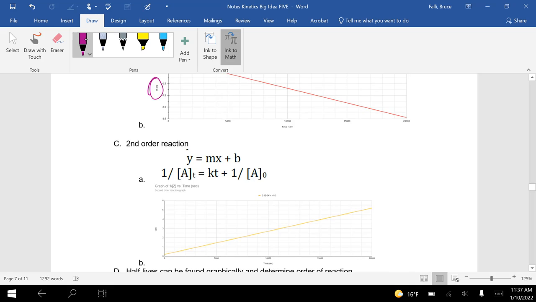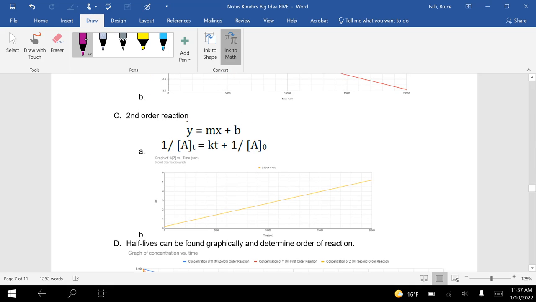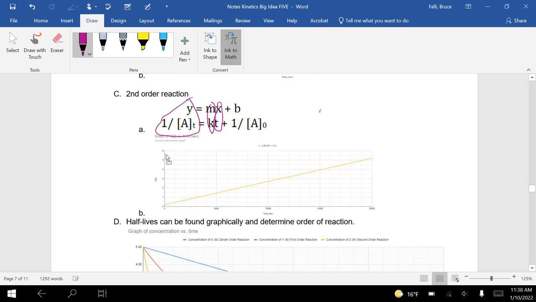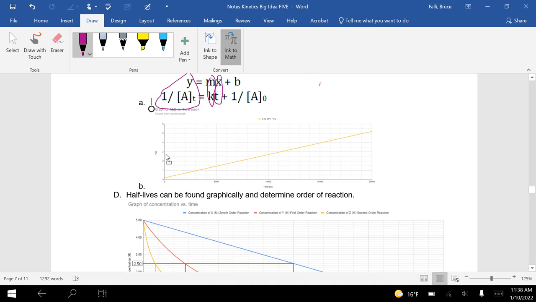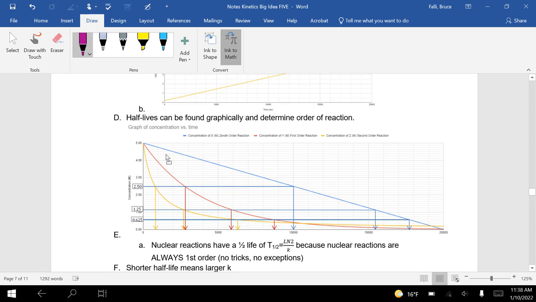Second order, again, we have y equals mx plus b, and we're looking at the same deal. Hopefully that's not too bad. Half-lives can be found graphically and determine the order of the reaction.